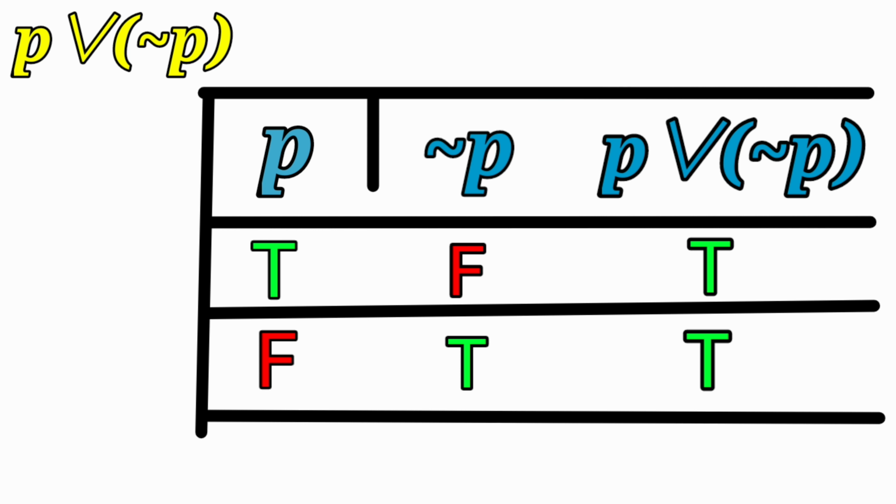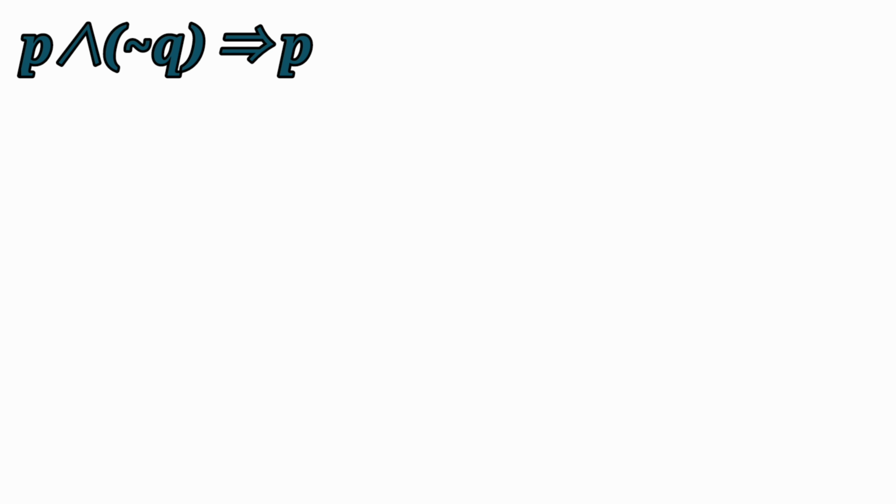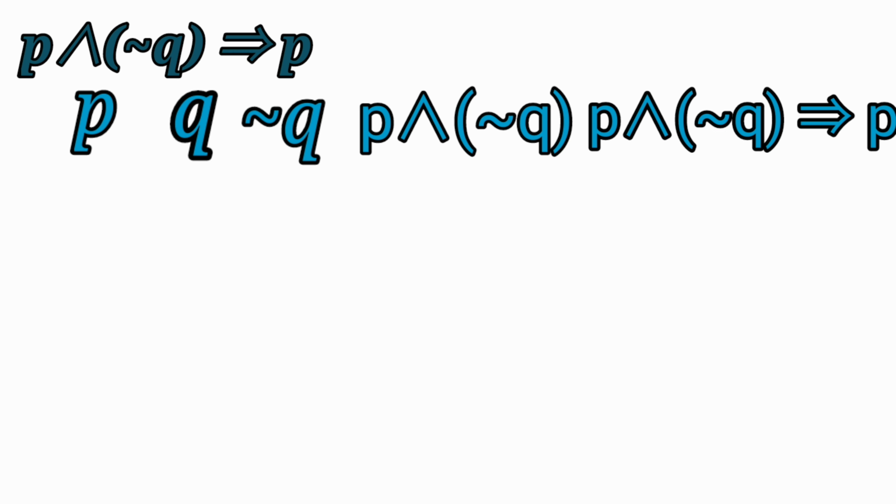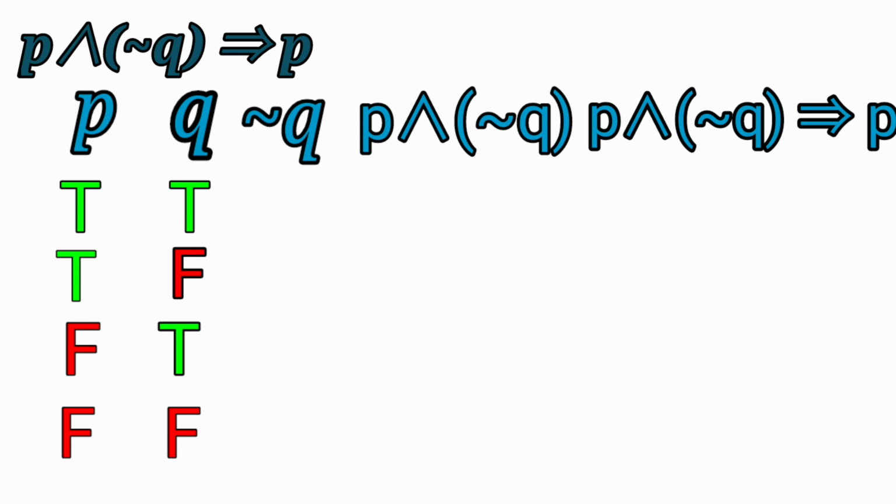And in the same way, let us see the truth table of P and negation Q implies P. For this, let us take some columns headed with P, Q, negation Q, P and negation Q. Finally, P and negation Q implies P. Now for the statements P and Q, there are four possibilities. They are true true, true false, false true, and false false.